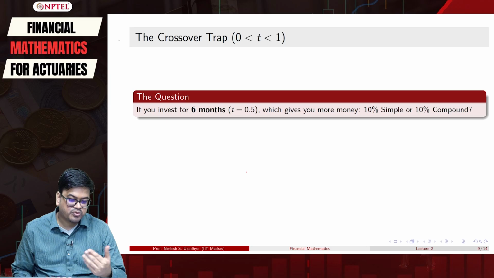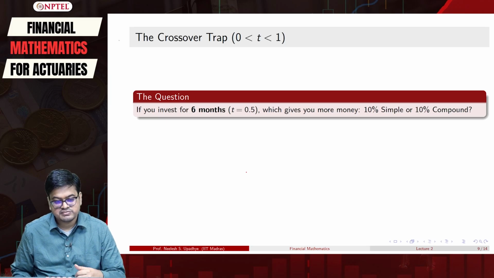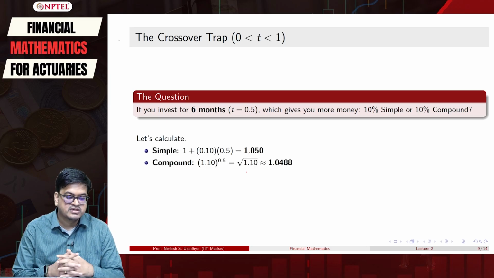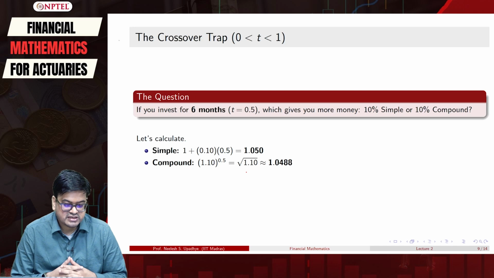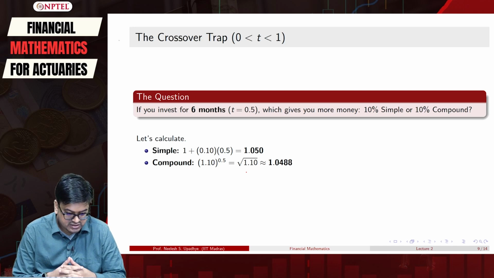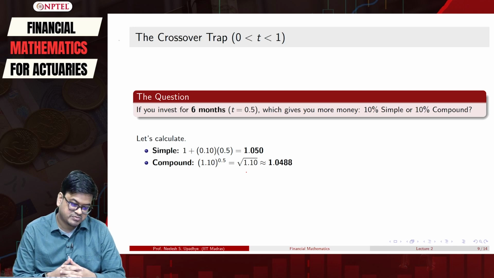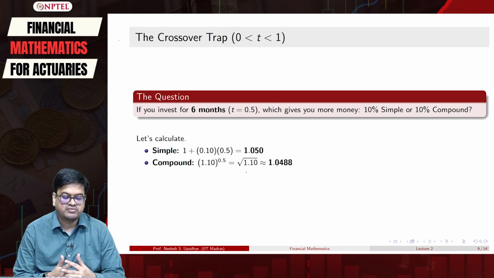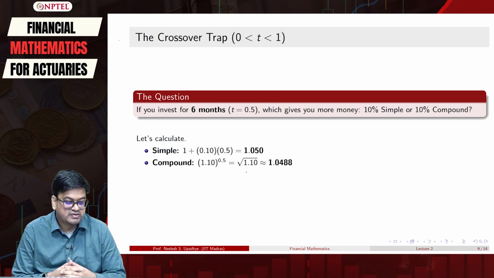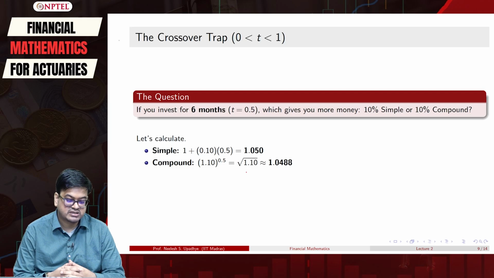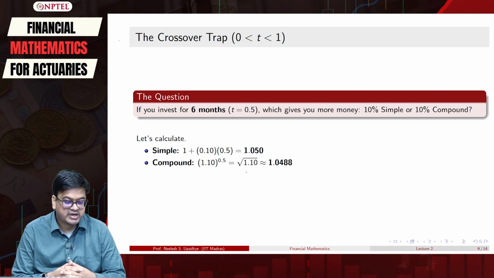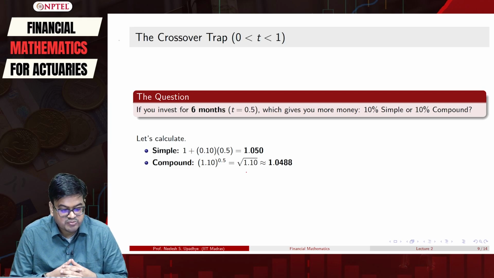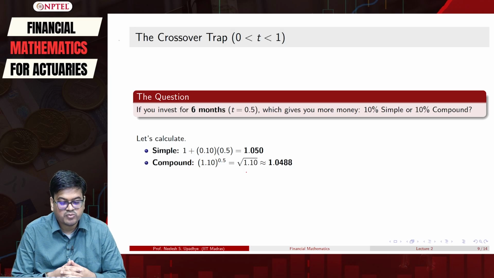Okay, how will you answer that question? So now we have both models at our disposal. So let us understand that. If I use the simple interest rate model for 0.5 years, the rate of interest is 10% and I will get 1.05 for 6 months. However, if I choose the compound interest rate model, what I am getting is not 1.05 but 1.0488.